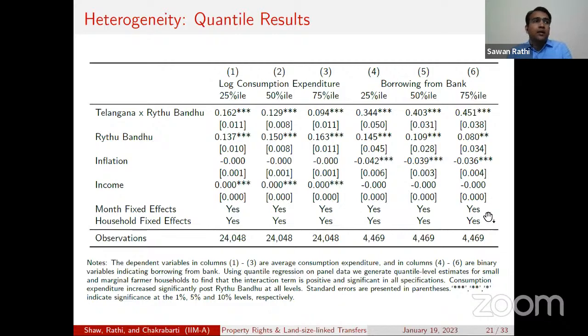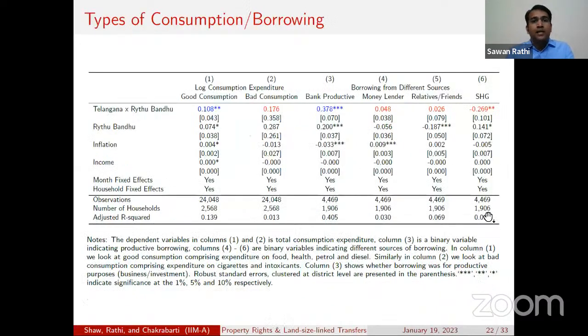Another concern that can come up is whether the money was used constructively or not. That's what we show in the next table. So as Abhishek explained, we divide the consumption into two parts: good consumption, which basically comprises whether the money was spent on food, health, petrol, diesel, constructive purposes. So we find that there is a positive and significant value for that.